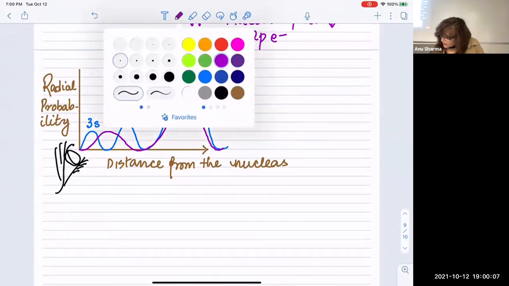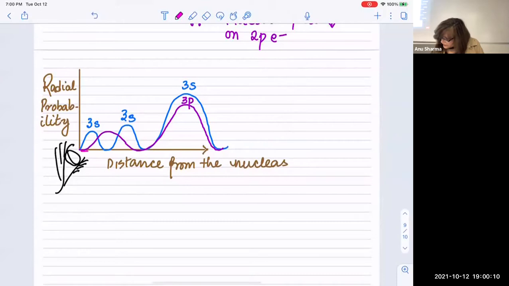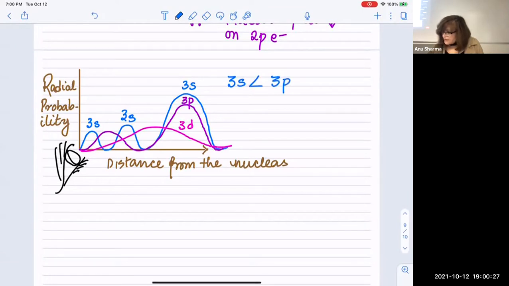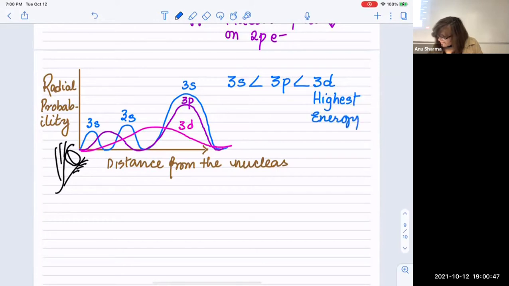So the 3p is very little. Now comes the 3D. Oh my God, 3D is just very little. The smaller the hump, just a little bit, and that's the end of it. So 3D is the least. So this is how they determine the energies. 3s has lower energy than 3p. 3p has higher energy than 3s, but lower than 3D. The highest energy was of 3D, because it has the lowest nuclear pull, because the nucleus is unable to see it.